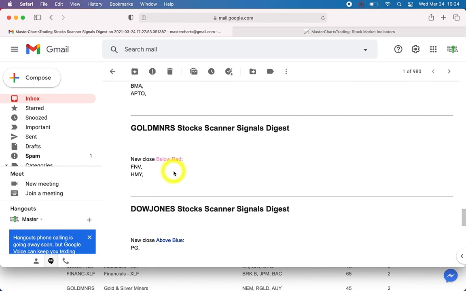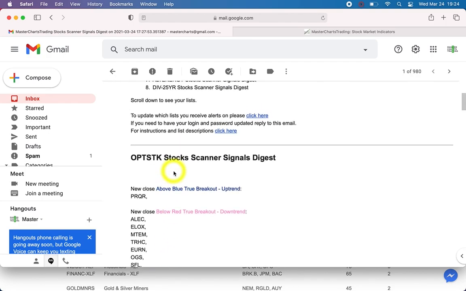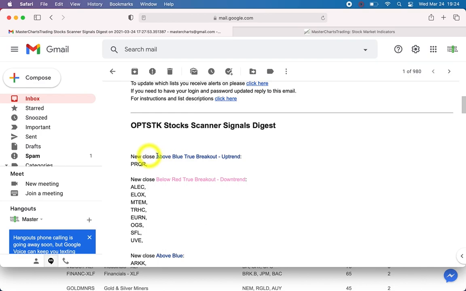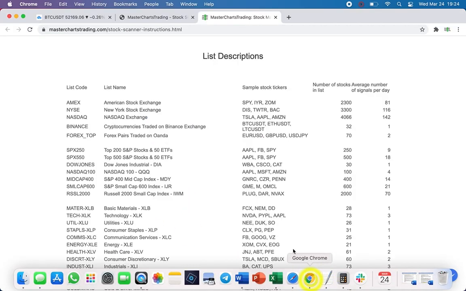So I'll cover it in just a second, but for now I just wanted to show you how it looks. And so from here you can select what you want. So I have several parameters. The easiest one, the most inclusive and the most important one that I look for is this, new close above blue. So what does that mean?